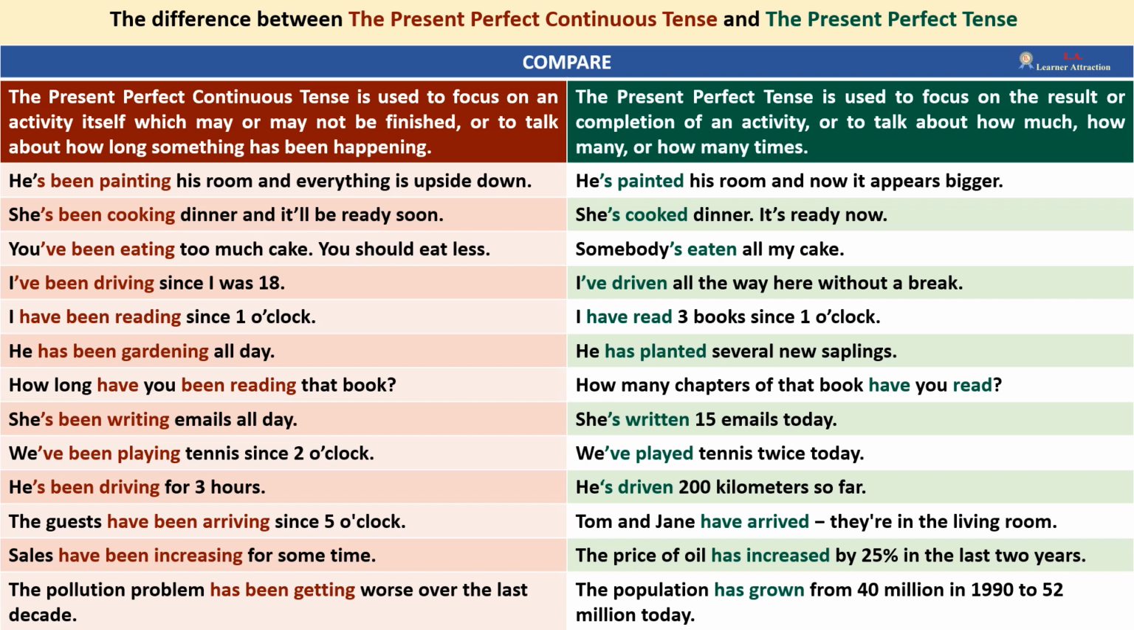She's been writing emails all day. She's written 15 emails today. We've been playing tennis since 2 o'clock. We played tennis twice today. He's been driving for 3 hours. He's driven 200 kilometers so far.